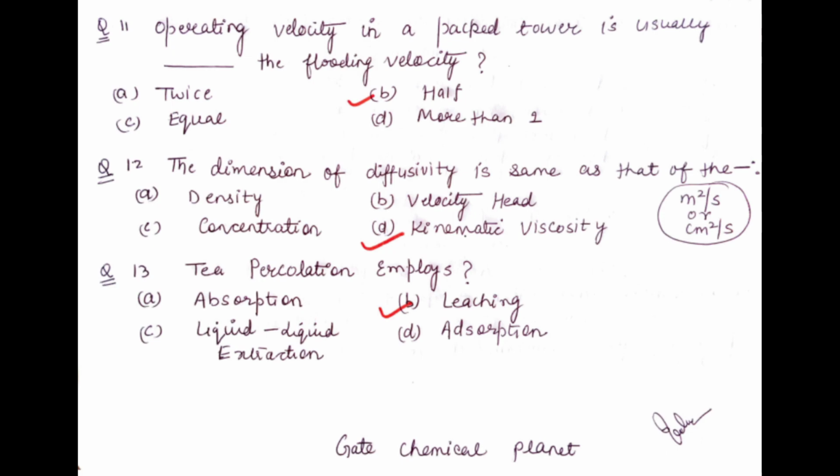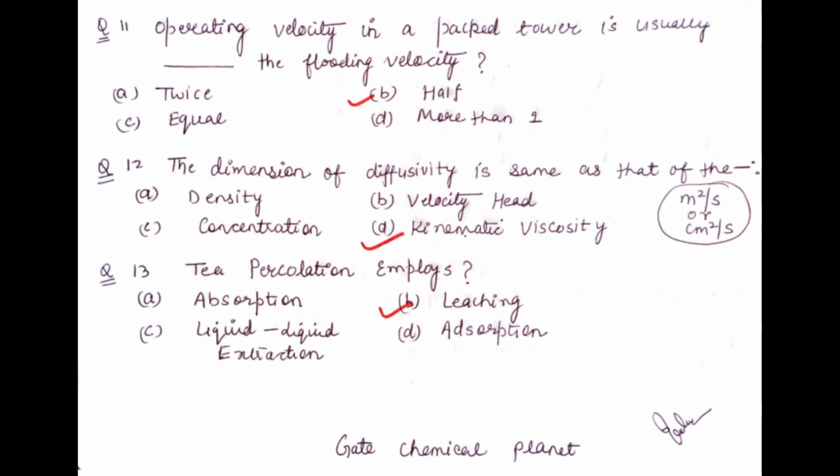So question number 11 is: operating velocity in a packed tower is usually how many times the flooding velocity? So here the operating velocity in a packed tower is asked as how many times the flooding velocity. It is half times the flooding velocity. So for this the answer is B. Now we will move on to question number 12.